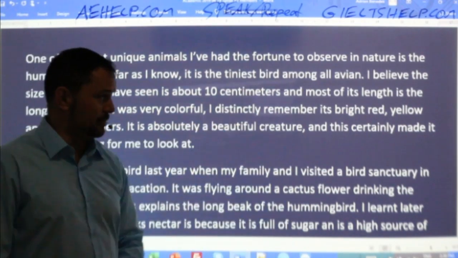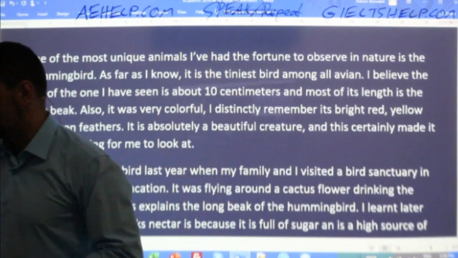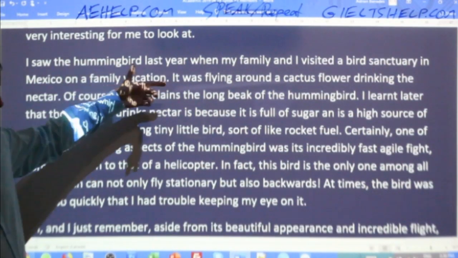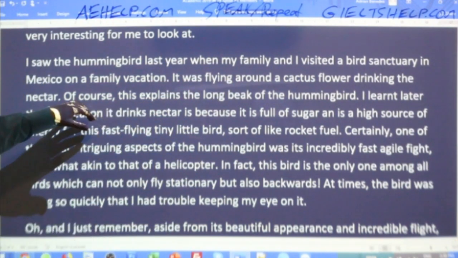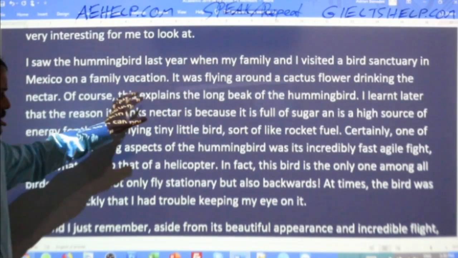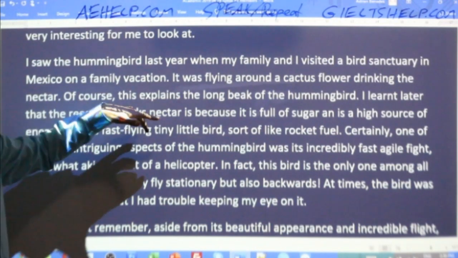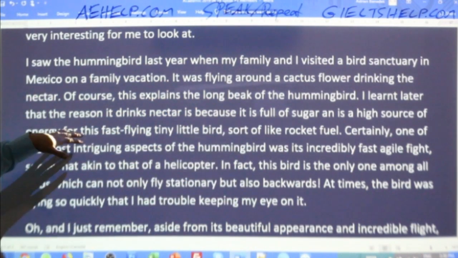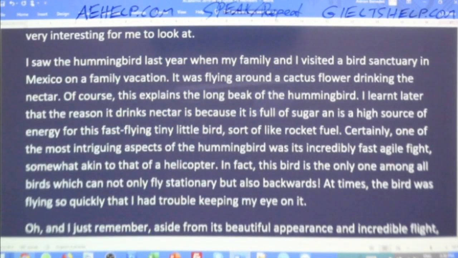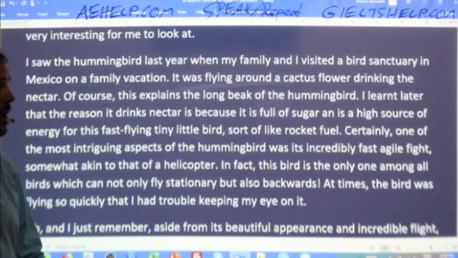I distinctly remember its bright red, yellow, and green feathers. It is absolutely a beautiful creature, and this certainly made it very interesting for me to look at. I saw the hummingbird last year when I was with my family, and I visited a bird sanctuary in Mexico on a vacation. It was flying around a cactus flower, drinking the nectar. Of course, this explains the long beak of the hummingbird. I learned later that the reason it drinks nectar is because it's full of sugar, and it's a high source of energy for this fast-flying tiny bird, sort of like rocket fuel.